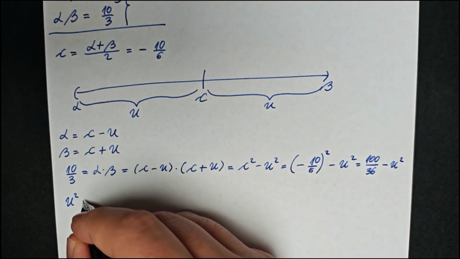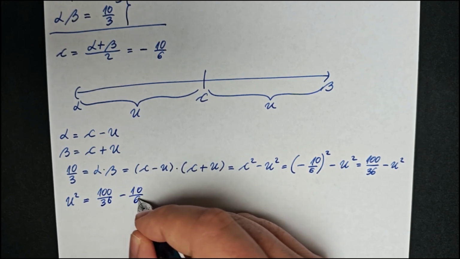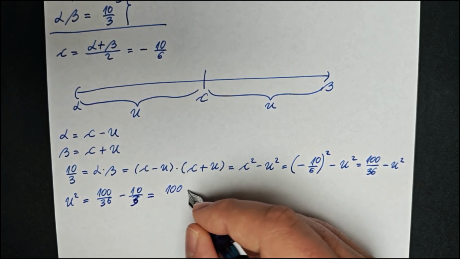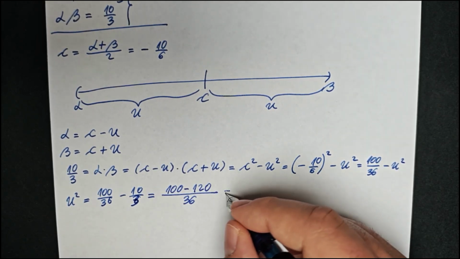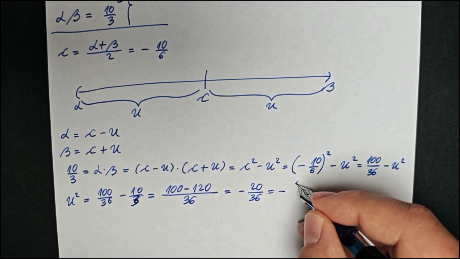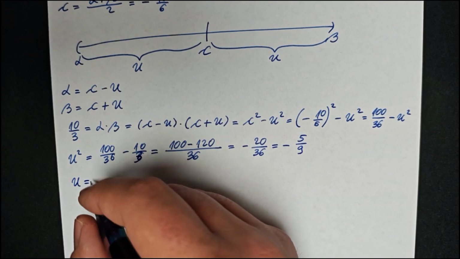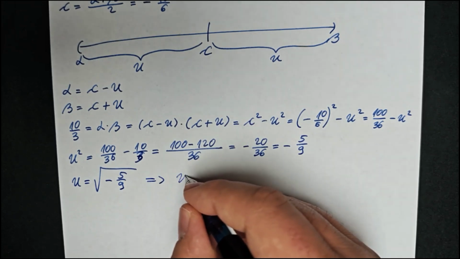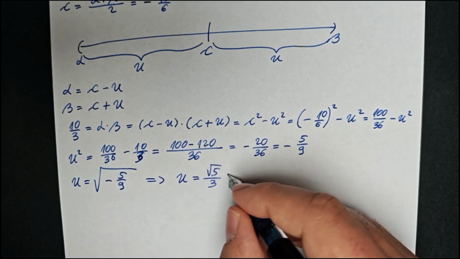u squared is then going to be 100 over 36 minus 10 over 6 minus 10 over 3, and that is going to be 100 minus 120 over 36. So this is equal to negative 20 over 36, and when we simplify it, we get negative 5 over 9. Well, that is going to make the number u a square root of negative 5 over 9, and that means that u is a complex number, square root of 5 divided by 3i.